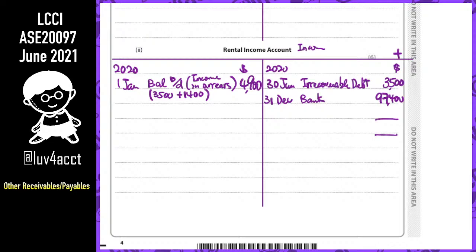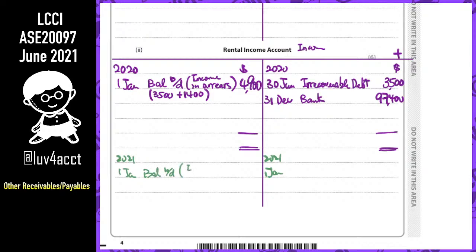Okay, and then the remaining item would be like this. I will write the items first and then the figures. So what's remaining would be the balance and the amount to be transferred to the statement of profit or loss. Year 2021, 1st of January. Okay, we have the balance brought down.